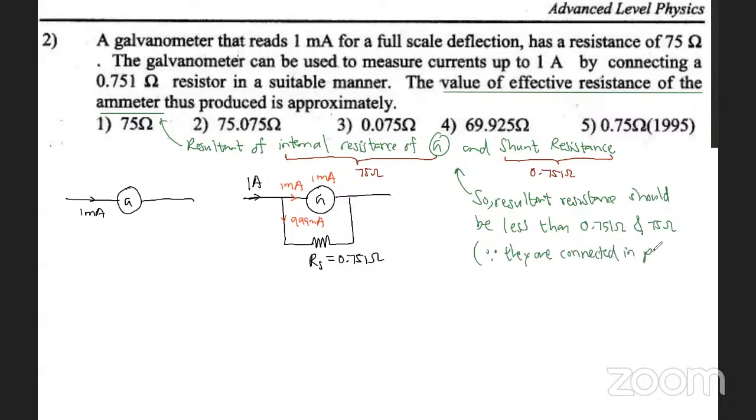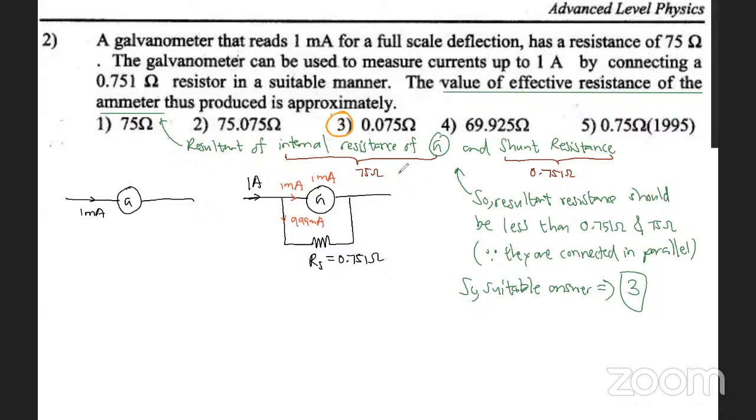So which answer do you think is the most suitable one out of the answers? There's only one answer which is less than 0.751. This is also less than 0.751, but it's almost the same value. So I think it should be smaller than this. So the suitable answer should be the third one, because it has to be a value less than 0.75. And I have a problem with this 75 ohm.